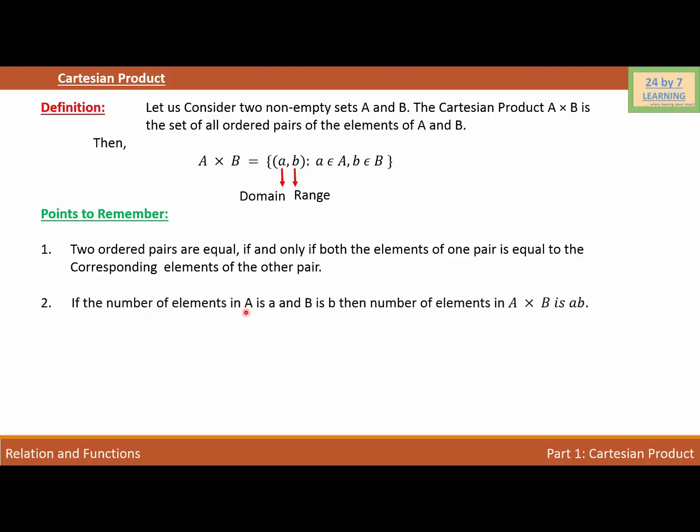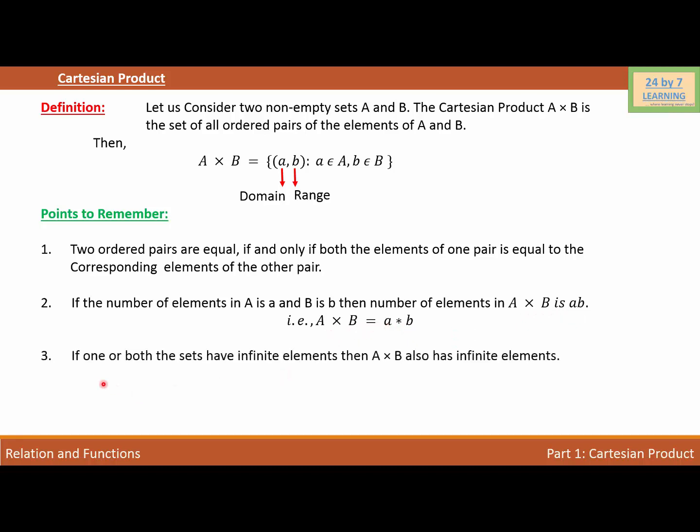Let's talk about point 2. If the number of elements in A is a and in B is b, then the number of elements in A Cartesian product B is ab. So basically what we are doing is multiplying the total number of elements in the first set times the total number of elements in the second set. And whatever we get will be the total number of elements in the Cartesian product A cross B. So we can write the number of elements in A cross B is equal to a times b.